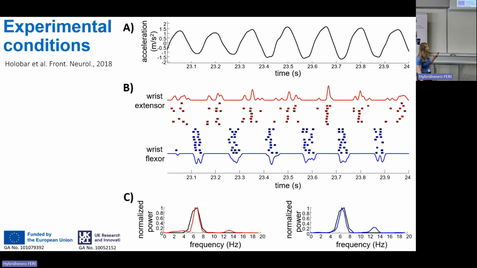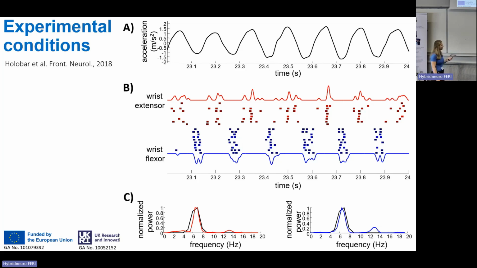That thick red line represents the cumulative spike train of wrist extensors, and the thick blue line represents the cumulative spike train of wrist flexors. That blue line is inverted just for visual reasons. Every square here represents a motor unit firing, and every row is a separate motor unit.